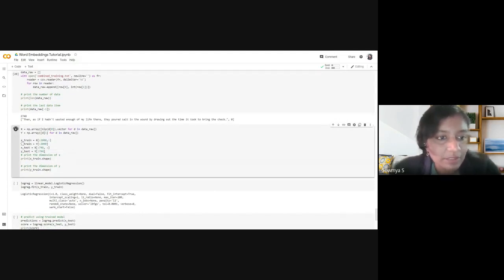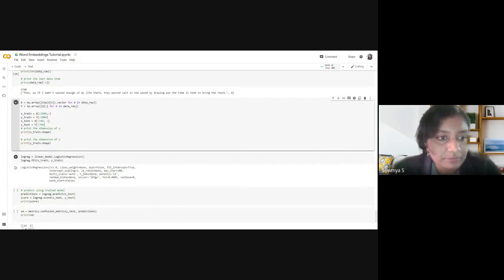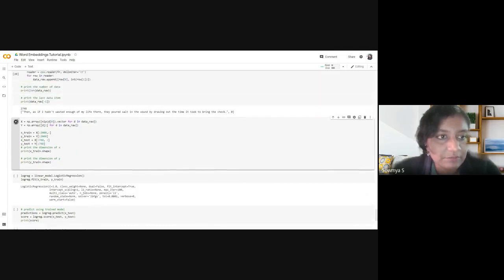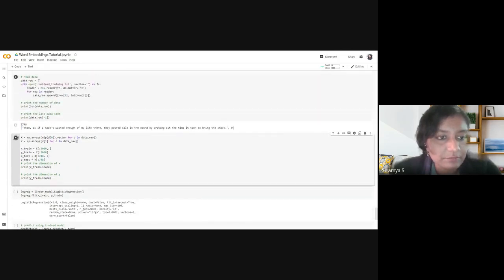So let's just see the dimensions, whether we've got it right. It's taking some time because we are going through all the data and creating this train test split.